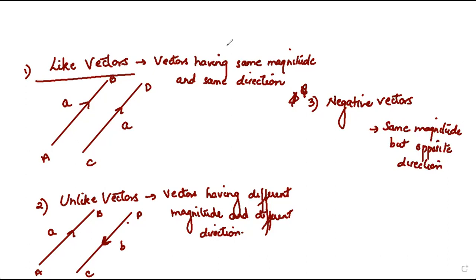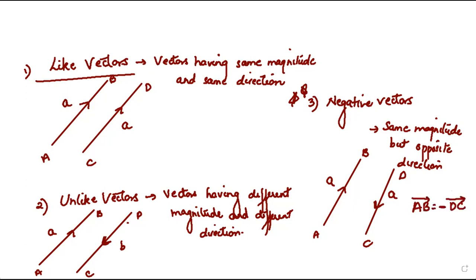So suppose these are two vectors. A to B, and it's moving like this. Value is A. Then C to D, but the direction is just the opposite of A, and the magnitude is A as well. In this case, the magnitude is the same, but the direction is opposite. So I can write vector A to B is equal to negative of vector D to C. Because the values are the same, that's why you are equating. But negative signifies that they are opposite in direction.